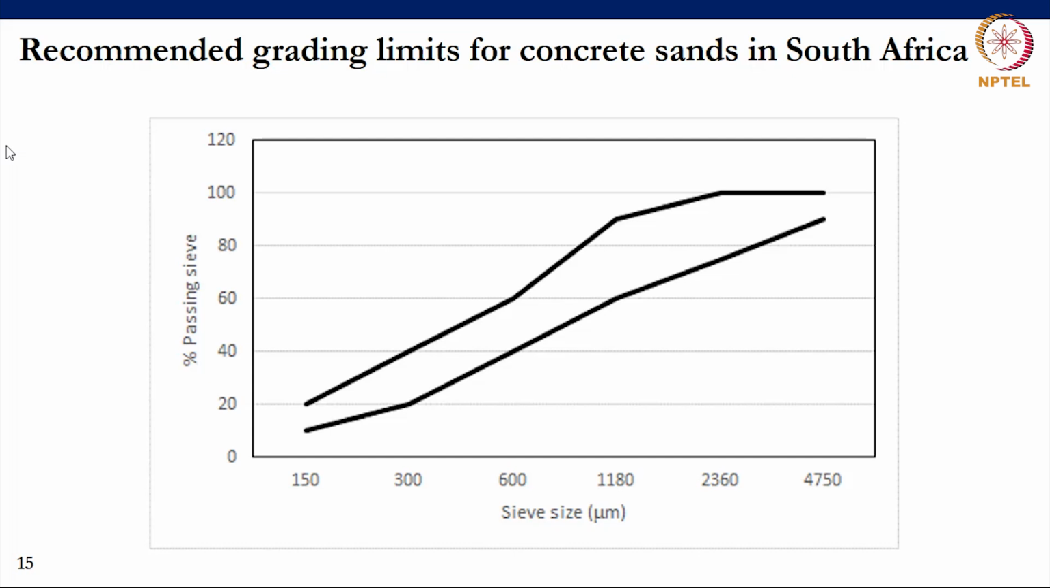But it is possible to make competent concrete, even if the sand doesn't adhere to these upper and lower grading limits. So by all means, do test the sand. There's no reason to discard particles or certain fractions of the sand simply because it doesn't fit in the recommended grading limits. These grading limits are meant to be a guide and will usually give you a good aggregate sand for concrete if it lies within these limits.